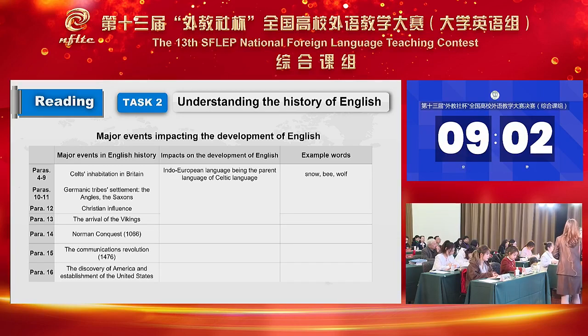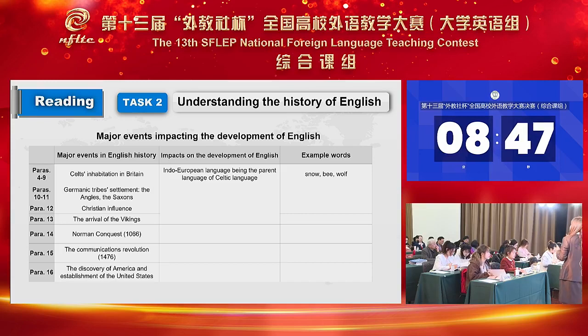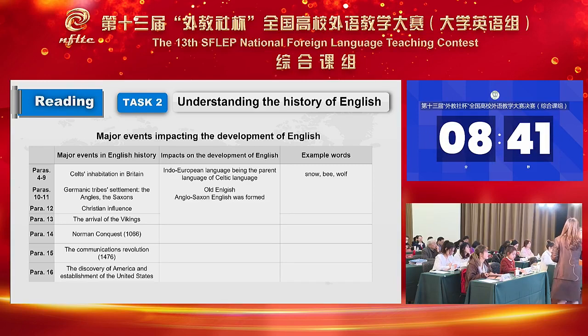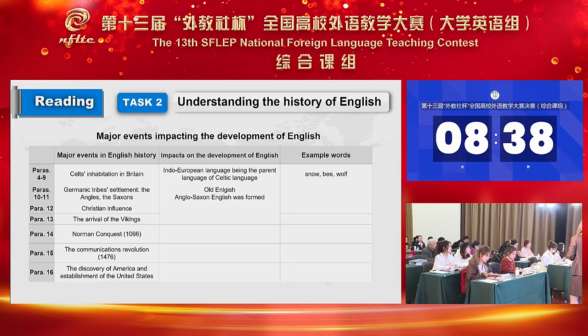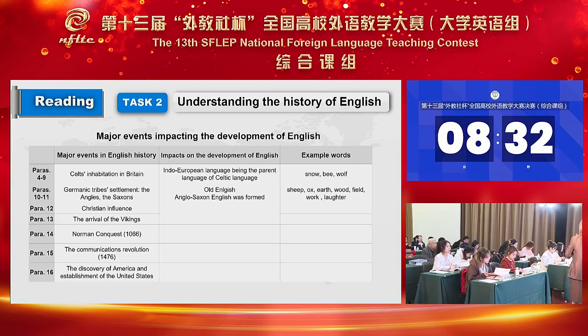Yes, please. The second one, the impact is the Anglos and Saxons together, they form what we call Anglo-Saxon society. Right, very good. The Anglo-Saxon society formed the Old English or the Anglo-Saxon language. Very well done. And can you find any words? The example words are sheep, ox, earth, wood. Right, good. Okay, thank you very much.